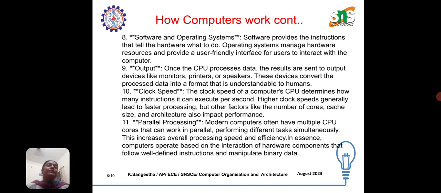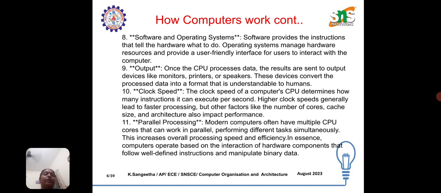That is, it is used to interact with the software, and operating systems are used to interact with the hardware. And the output devices: the monitor and printers are output devices. And clock speed, the main one is the clock speed.